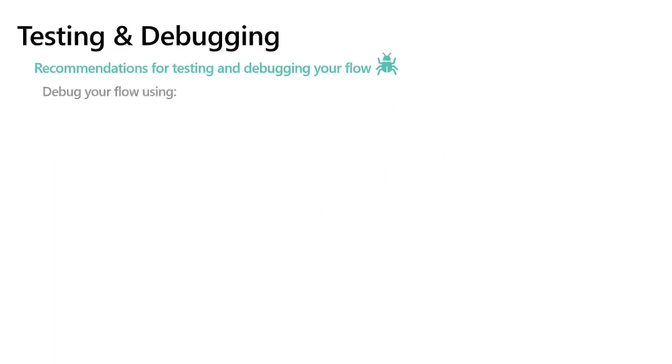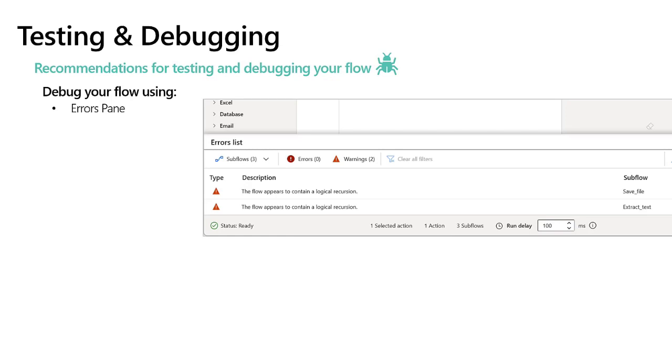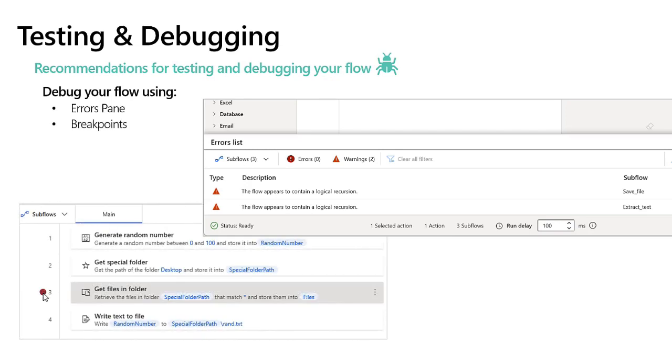As Ramsey discussed, there are also ways for testing and debugging your flow. You can debug your flow using the errors pane. You can also add breakpoints into your flow. You can also use the Run Next Action button to run the flow action by action. The way that works is, after each action is completed, the flow is paused. You can open the Variables pane to check the value of any variable at the point where it's paused. This is extremely useful for debugging.